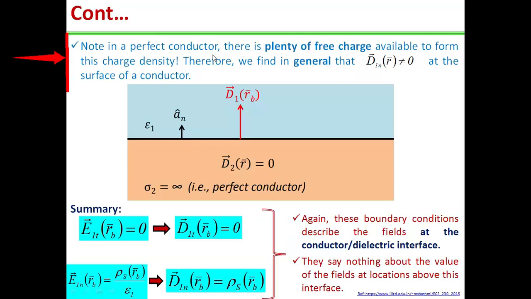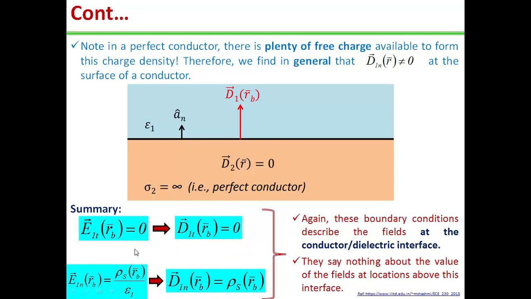Note, in the perfect conductor, there is a plenty of free charges available to form these free charge densities. Therefore, we find in general that D1n will not be 0 because of the surface charge densities at the interface of the conductor. So we have some component of electric flux density in medium 1. We can summarize that E1t = 0, and in terms of electric flux density, D1t = 0.